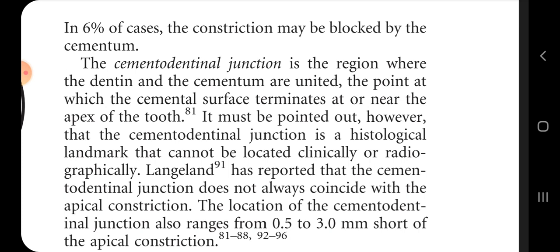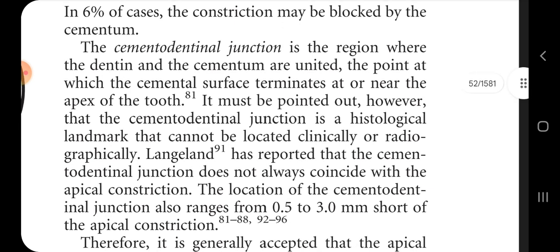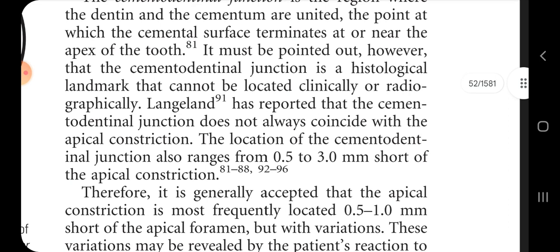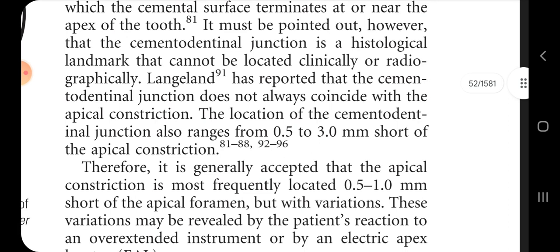One more point: the cemento-dentinal junction does not always coincide with the apical constriction, and the location of the cemento-dentinal junction also ranges from 0.5 to 3 mm short of the apical constriction.